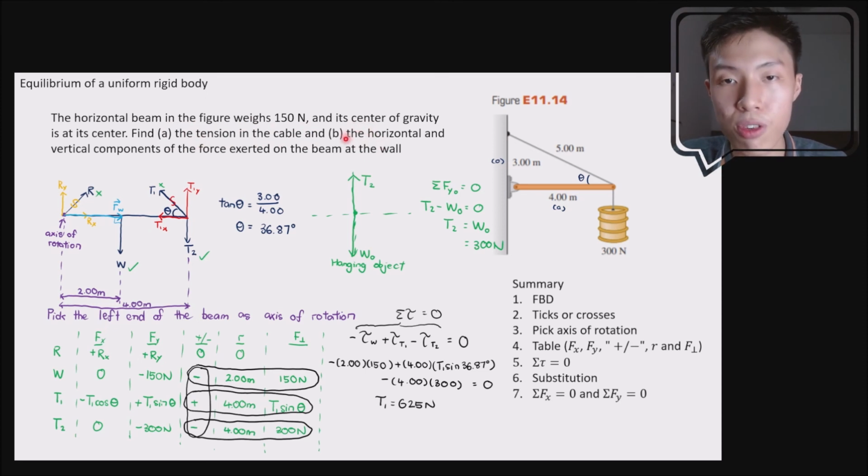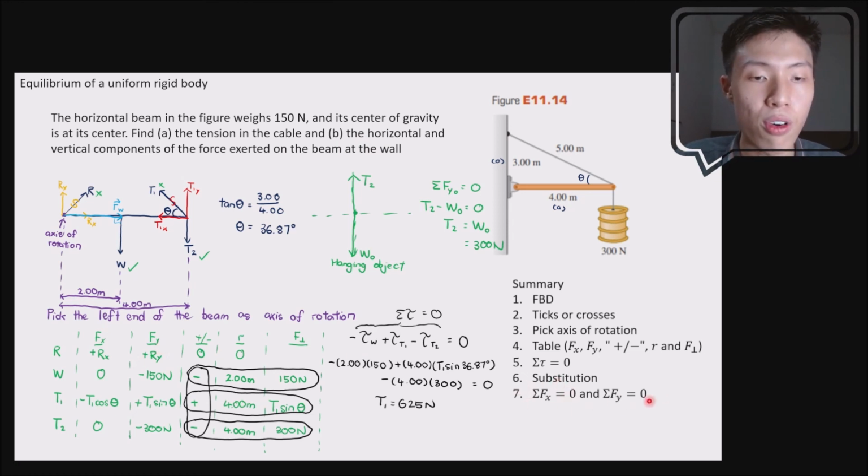Now if we move on to question B, it asks for the horizontal and vertical components of the force exerted on the beam at the wall. To solve this problem, we have to look at Rx and Ry. There are more unknowns over here, so if we have more unknowns, we move on to the last step, to use sum of force in the X component and sum of force in the Y component equals 0. I'm a bit out of space here, so I'll come back with a bit more space. Probably I'll remove this.